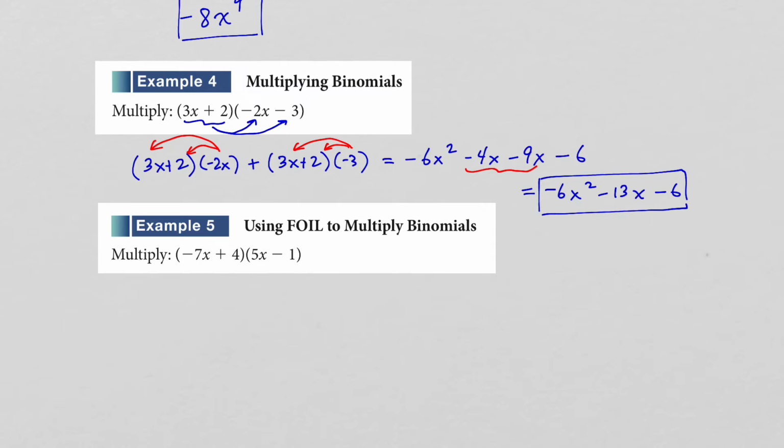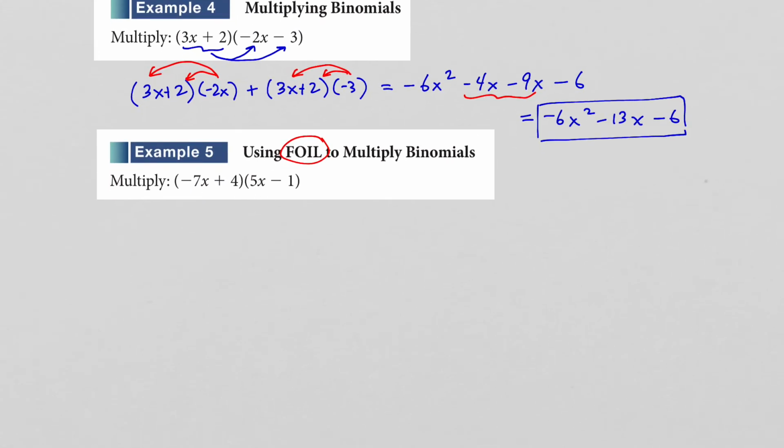Now there is another method for multiplying binomials, and this method is called the FOIL method, and I'm sure all of you have heard of that before. Let's just outline what this is talking about. So in this example, we have -7x plus 4 times 5x minus 1. And what we're going to do is make sure we multiply every term of the first polynomial to every term of the second polynomial. So the first thing I'm going to do is multiply -7x times +5x.